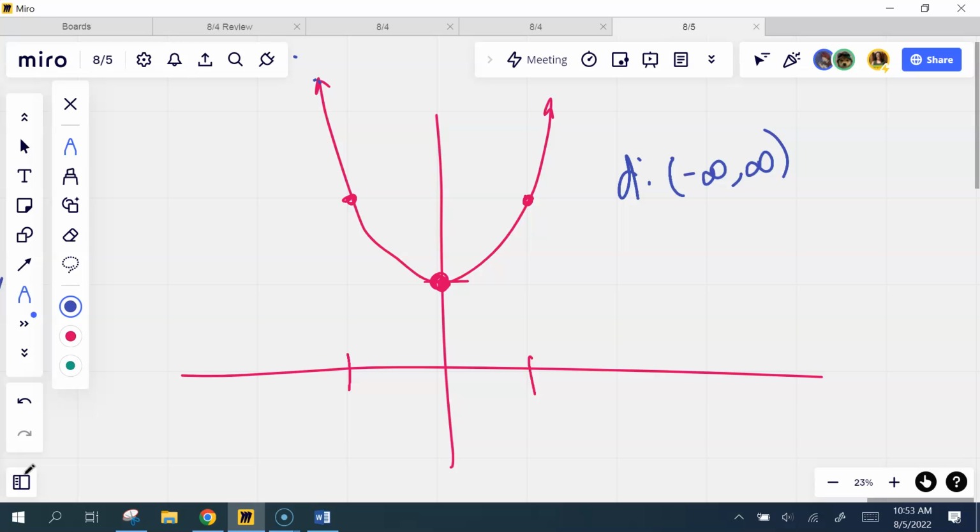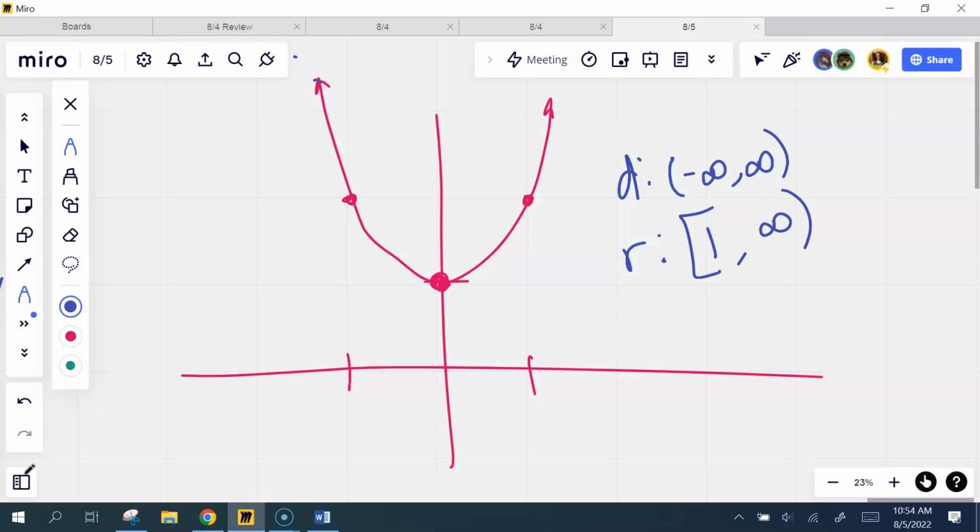Range, however, is bottoms up. What is the lowest? Remember, range is y. So I'm talking about y values. 1 is the lowest it goes. Does it include 1? Yes, there is a literal fill-in point there. So yes, it includes 1. So 1 needs a bracket, and then it goes up forever.